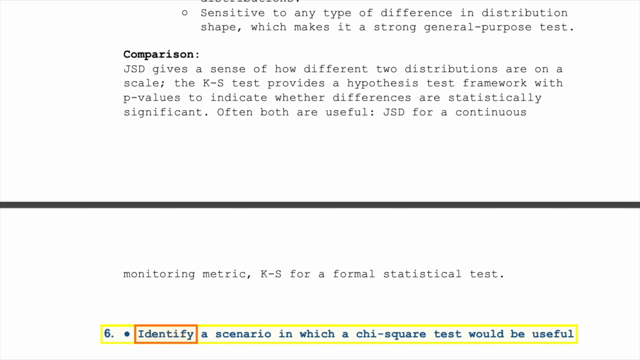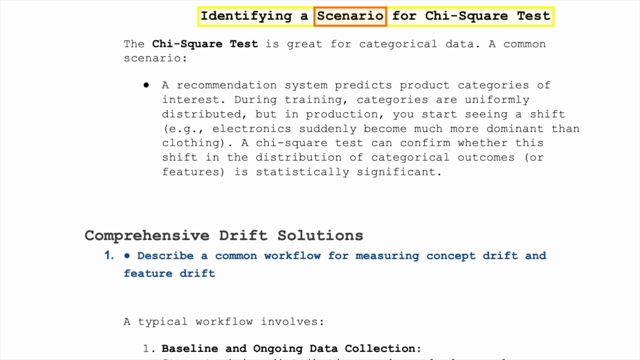6. Identify a scenario in which a chi-square test would be useful. Identifying a scenario for chi-square test. The chi-square test is great for categorical data. A common scenario, a recommendation system predicts product categories of interest. During training, categories are uniformly distributed, but in production, you start seeing a shift. For example, electronics suddenly become much more dominant than clothing. A chi-square test can confirm whether this shift in the distribution of categorical outcomes or features is statistically significant.